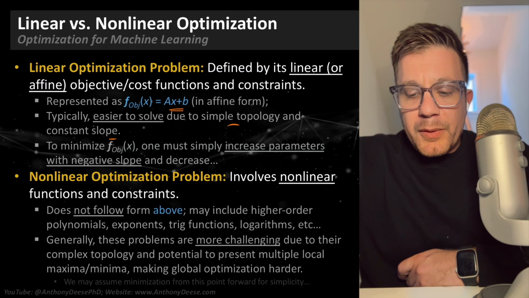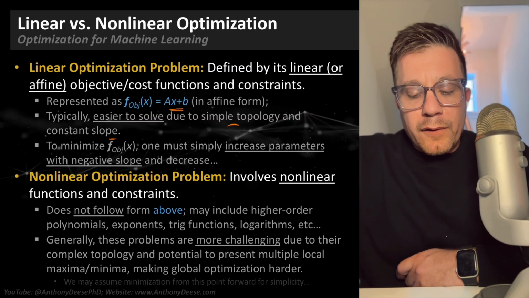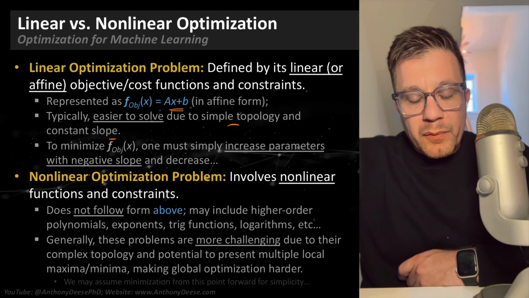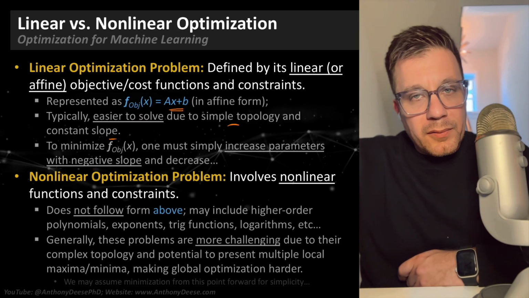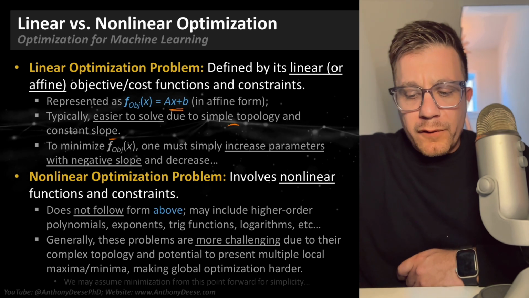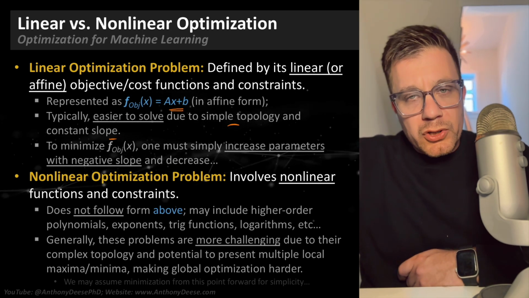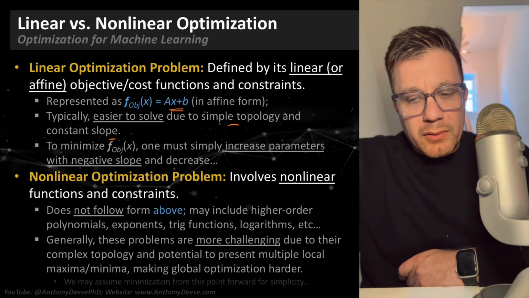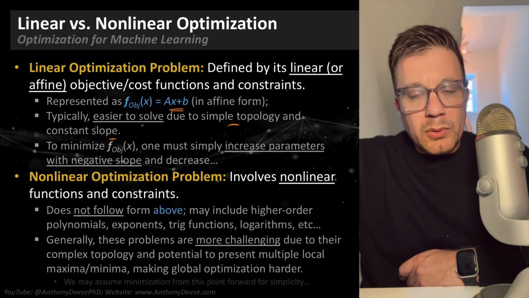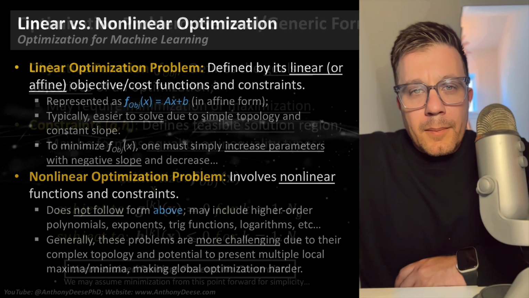A nonlinear optimization problem involves, again as the name suggests, nonlinear functions and constraints. Now, this type of problem does not follow the form above. It may include higher order polynomials, exponents, trigonometric functions, logarithms, etc. And generally, these problems are more challenging due to their complex topology and potential to present multiple local maxima or minima, making global optimization harder.